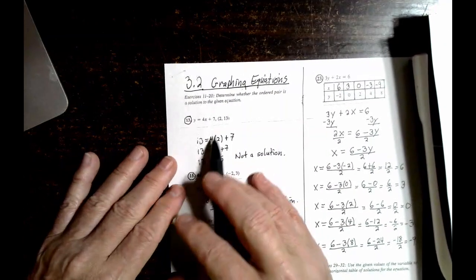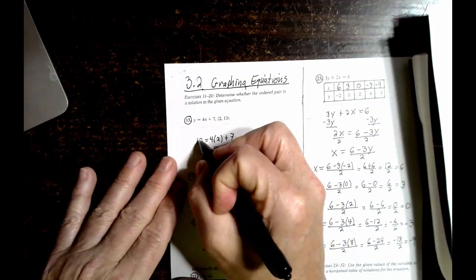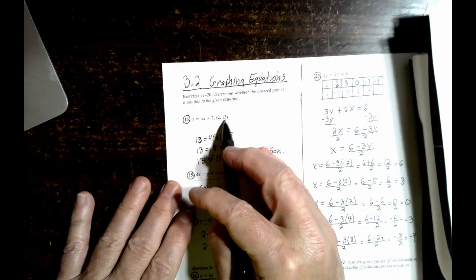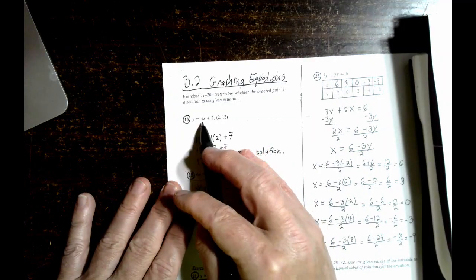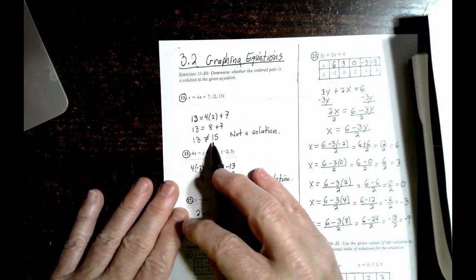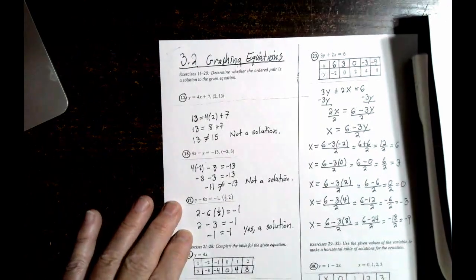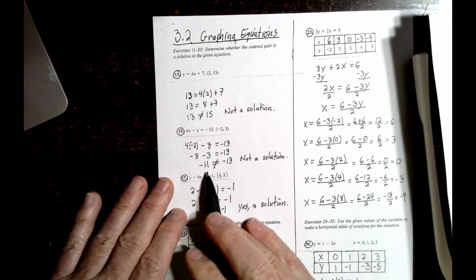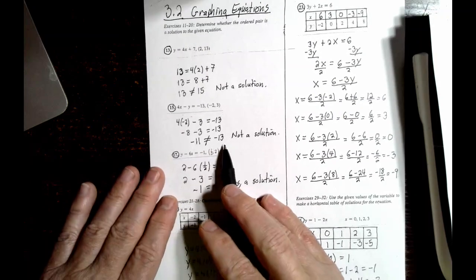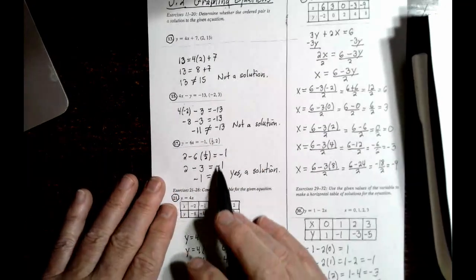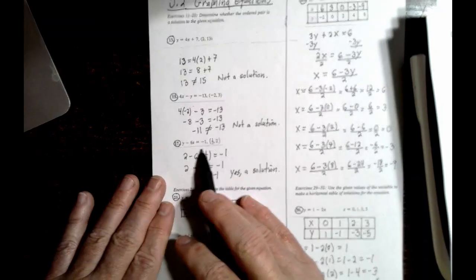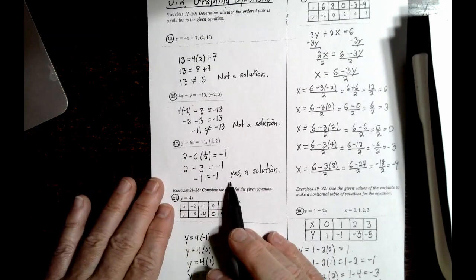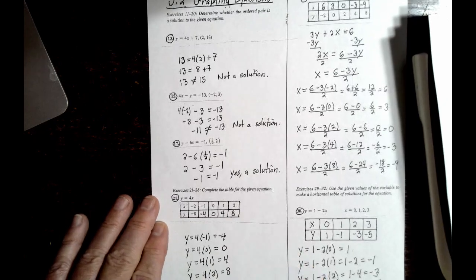First one asks you to check, is this a solution? This is 13 equals 4 times 2 plus 7. So you plug 13 in for y and 2 in for x, and you get a false statement, so it's not a solution. Then you plug in minus 2 for x and 3 for y, and you get a not true statement, so it is not a solution. And then here you plug in 1/2 for x and 2 for y, and you get a true statement, so that is a solution.